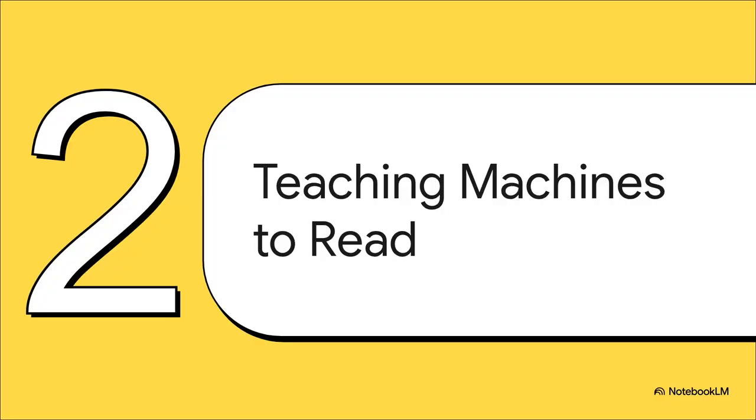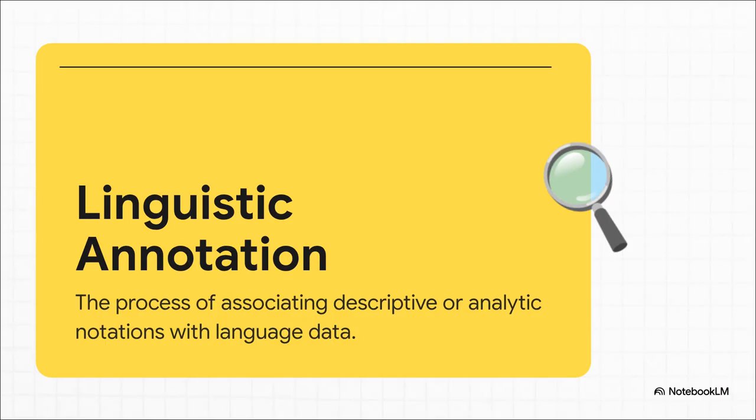Okay, so if structure is the absolute key, how in the world do we teach a machine to actually see it? How do we get from just plain old text to that rich, structural understanding we've been talking about? Well, the answer for a long time has been a process called linguistic annotation. For decades, linguists and computer scientists have been painstakingly adding these little descriptive labels to text, tagging words, connecting phrases, and basically drawing out a detailed, machine-readable blueprint of a sentence's grammatical skeleton.